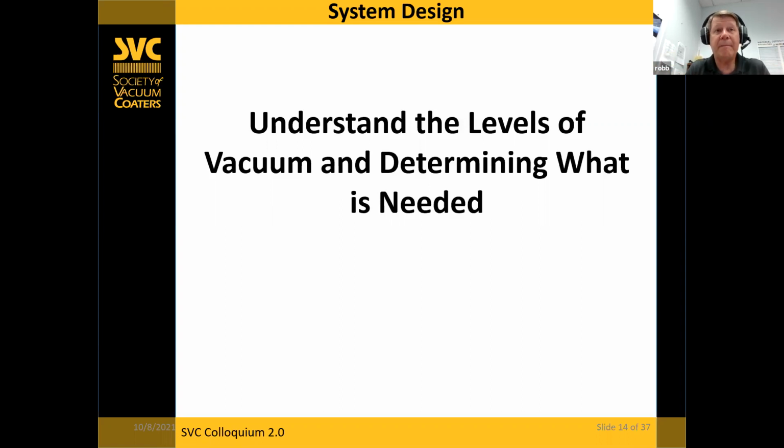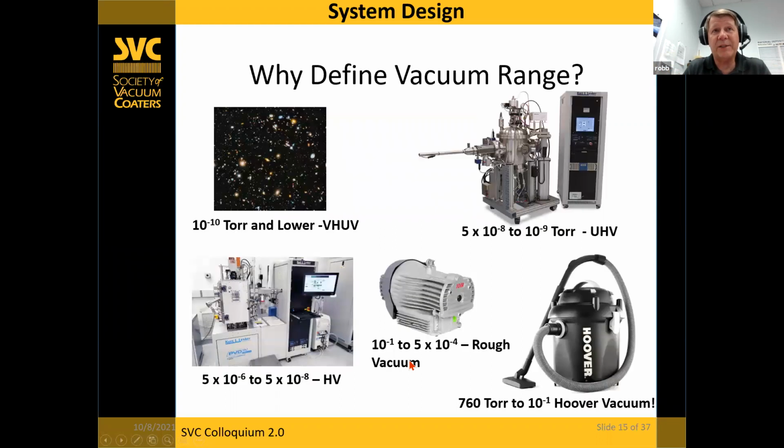The next point is to understand the level of vacuum you need to operate at. What vacuum range are you going to need your system to reach in order to do what you need to do? So there are several different vacuum ranges, and it's really nebulous as to where these numbers lay, and they can change by a decade or two depending upon who you talk to.